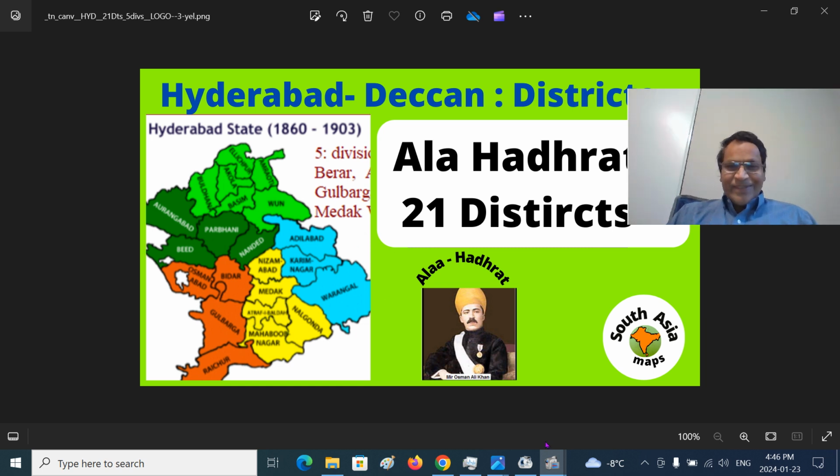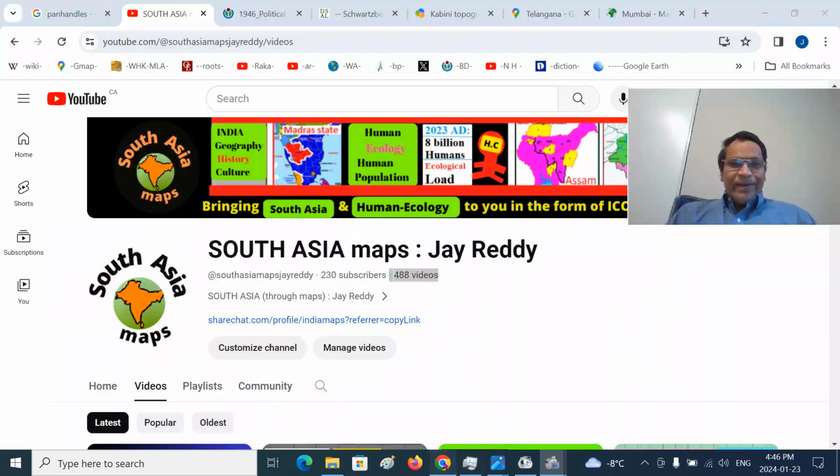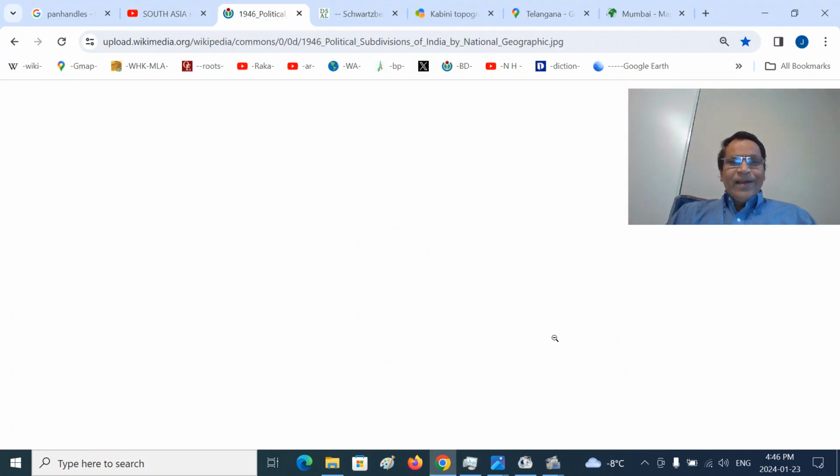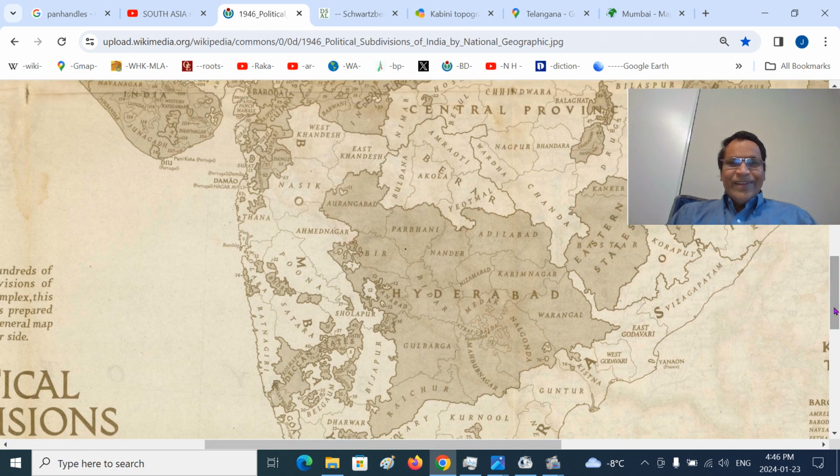Five divisions we have already seen. Let's go and look at it. These are the historic maps, and you'll see a very interesting feature. You can see the panhandle, the Madhira panhandle here.